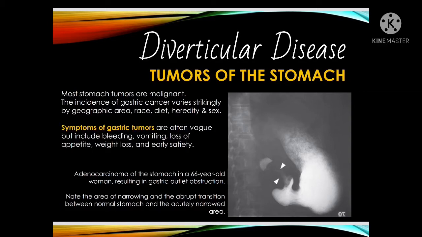Symptoms of gastric tumors are often vague but include bleeding, vomiting, loss of appetite, weight loss, and early satiety. Tumors are radiographically indicated by a relative rigidity of peristalsis and filling defects on compression. Filling defects manifest as areas of total or relative radiolucency within the barium column. By identifying lymphatic involvement and extragastric spread of cancer, CT scan is also useful in the staging of cancers. Surgical removal of gastric cancer has been the only successful treatment. A subtotal gastrectomy is the usual procedure.